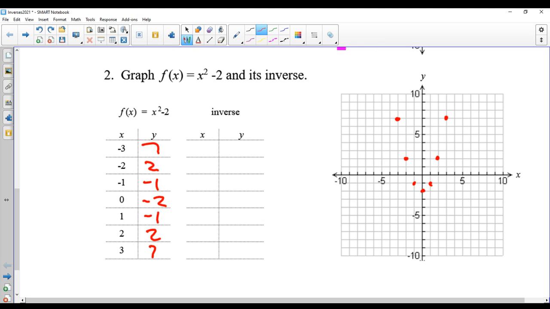All right. Let me join these up. Nice smooth line, or curve, or whatever. No, that's not a nice smooth anything.